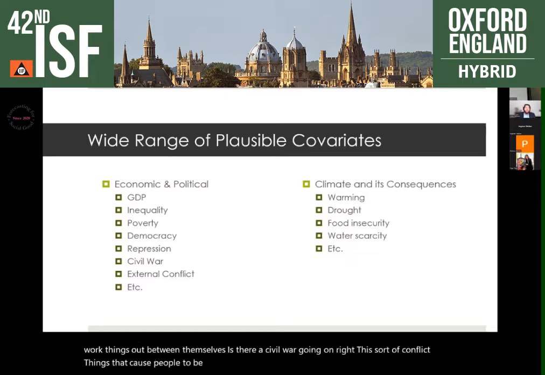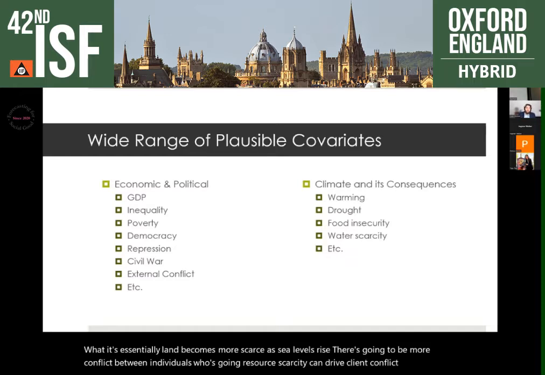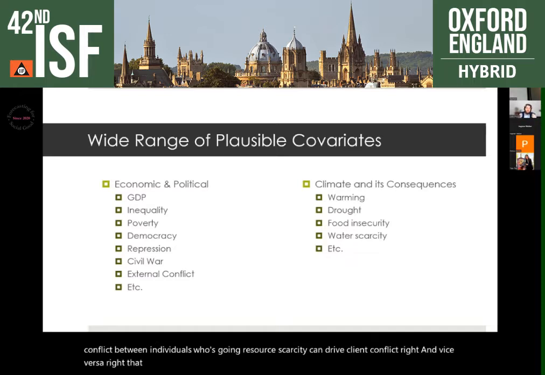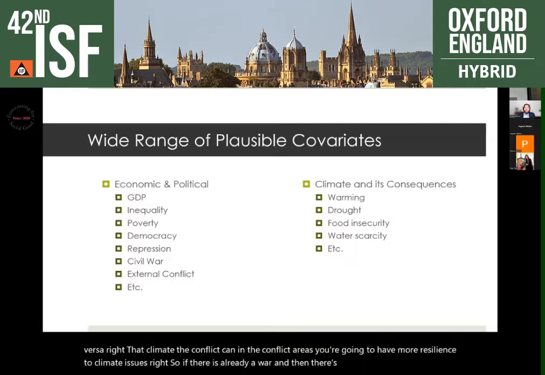We're also interested in climate. How does climate affect things? As food resources become more scarce, or as land becomes more scarce as sea levels rise, there's going to be more conflict between individuals. Resource scarcity can drive conflict. And vice versa: in conflict areas, you're going to have less resilience to climate issues. So if there is already a war and then there's a drought, those things are going to compound on each other.